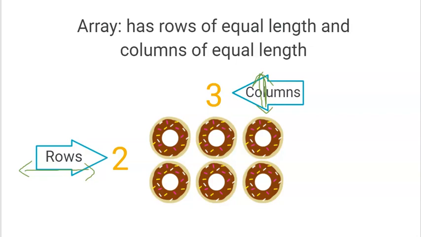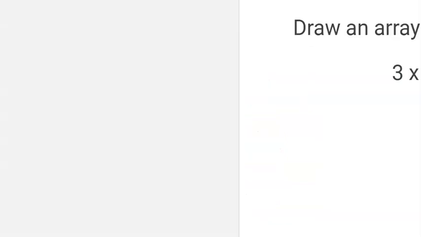If you take a look at this array and you wanted to make a multiplication sentence, you would say 2 times 3 equals blank. So let's count the donuts in the array. We have 1, 2, 3, 4, 5, 6. So there are 6 donuts in this array. So the product of 2 times 3 equals 6. Pretty simple. Let's go ahead and try another example.